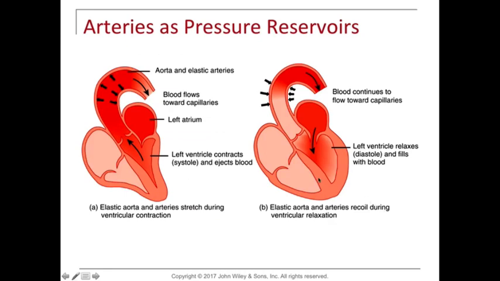Arteries as pressure reservoirs. You can see here on the left-hand side we have ventricular contraction, and on the right-hand side, ventricular relaxation. You can see the aorta and the elastic arteries on the left-hand side, and on the right-hand side, you can see the blood continues to flow towards the capillaries. But you can see the difference in the diameter of the arch of the aorta there.